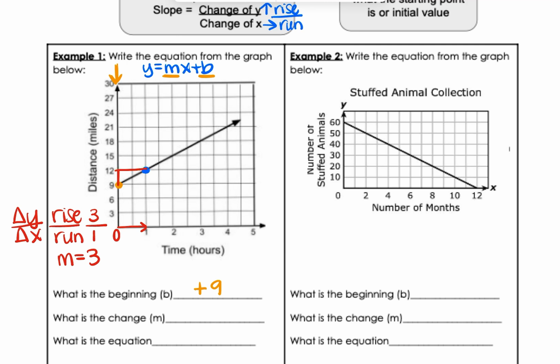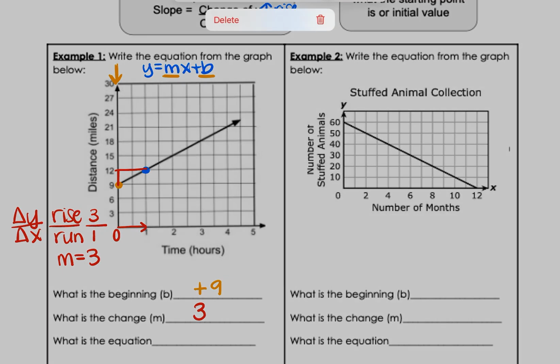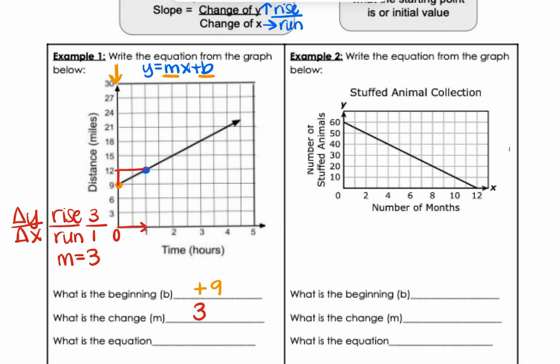And so what is m? What is my change? Well, that's going to be 3. So now I can create my equation. We know my equation always starts with y equals. We know my m value goes with x. I'm going to say 3x. And my b, my beginning value, is my plus. So my equation is y equals 3x plus 9.